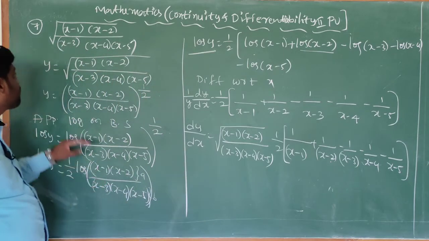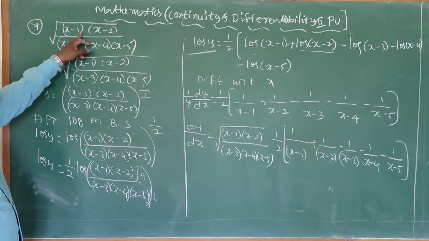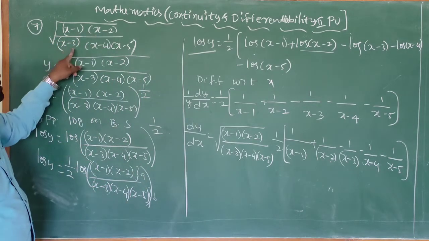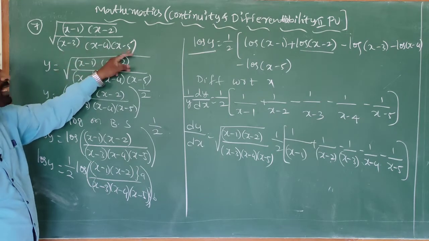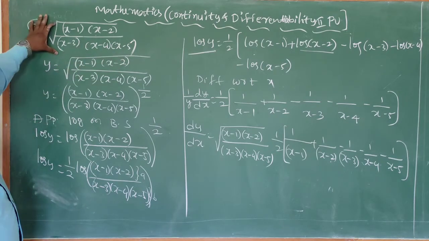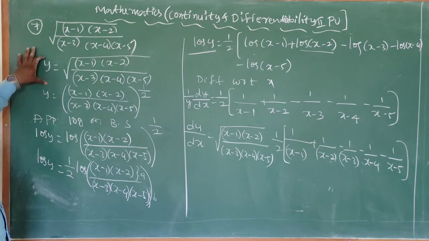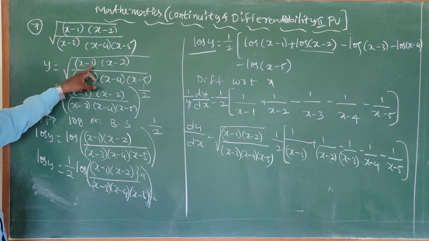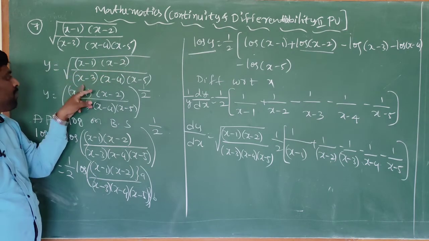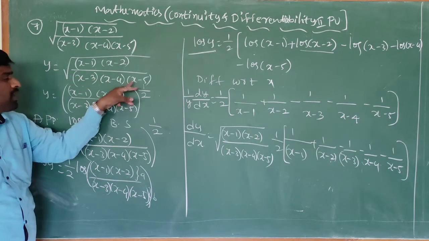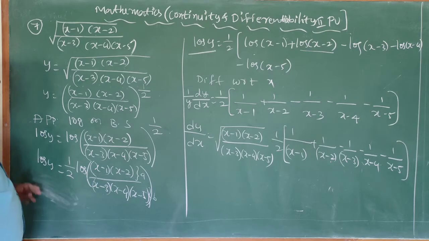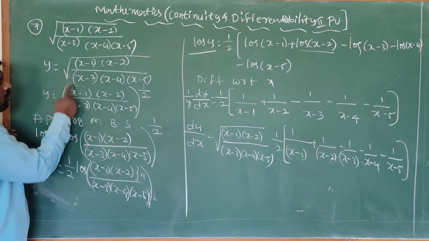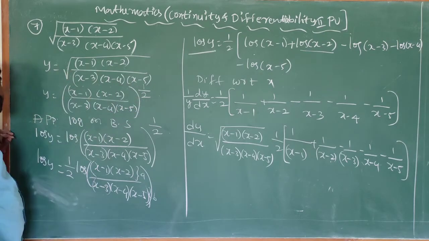Observe once again, square root of (x minus 1)(x minus 2) divided by (x minus 3)(x minus 4)(x minus 5). This one you have to take as y. y is equal to square root of (x minus 1)(x minus 2) divided by (x minus 3)(x minus 4)(x minus 5). So now this can be written as the whole to the power of 1 by 2.